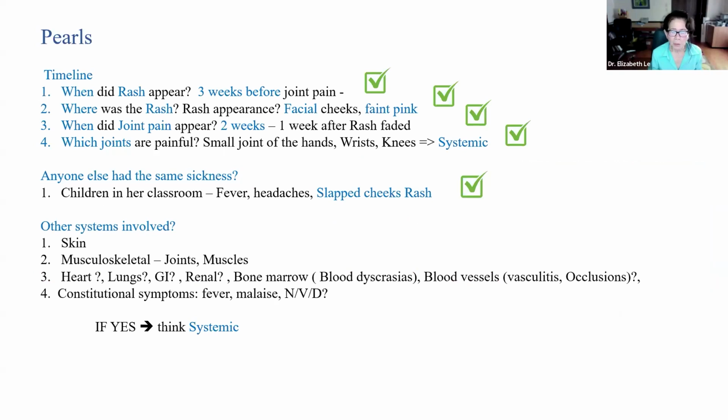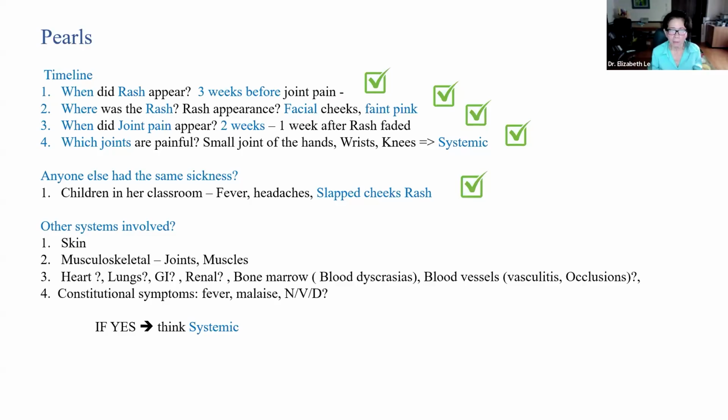So you start going through the analysis of this case. There are guidelines to do that, and it's very simple. We're going to repeat this slide over and over again, just so we can hone these skills. First of all, you ask about timeline. When did the rash appear? She said about 3 weeks before the joint pain. Secondly, where was the rash and what was its appearance? It's mostly on her facial cheeks, and it's a kind of faint pink rash. And next, when did the joint pain appear? She said about 1 week after the rash faded.